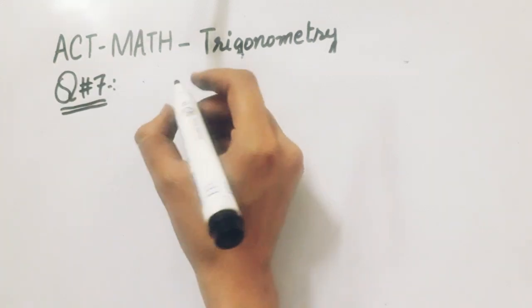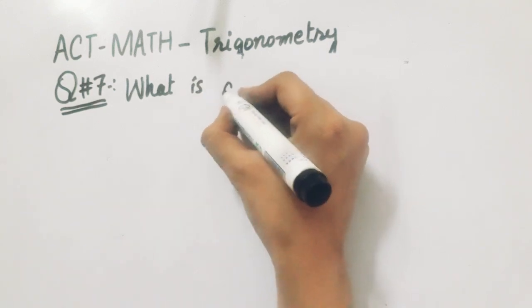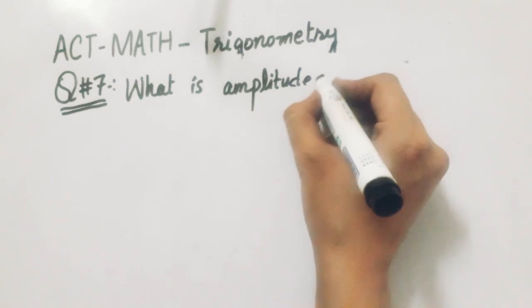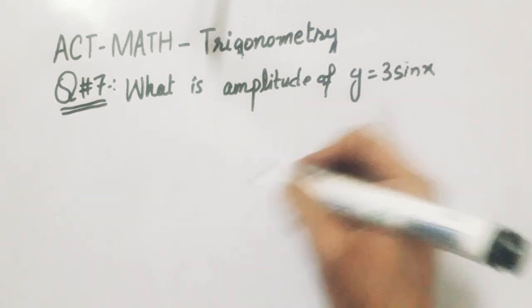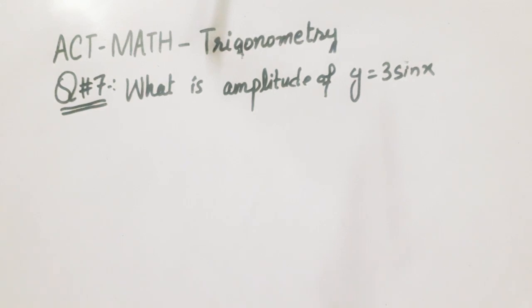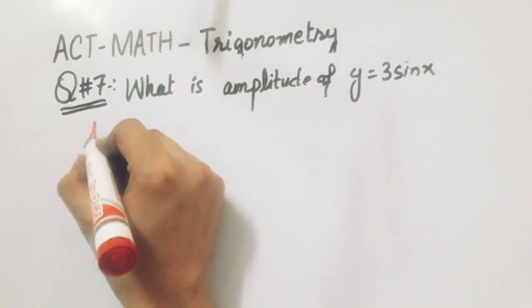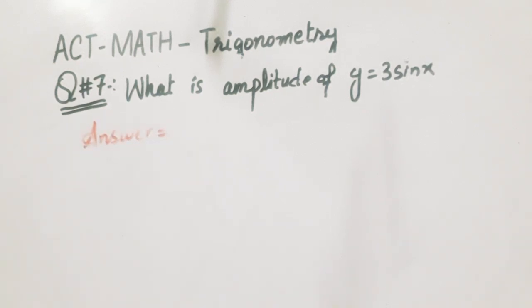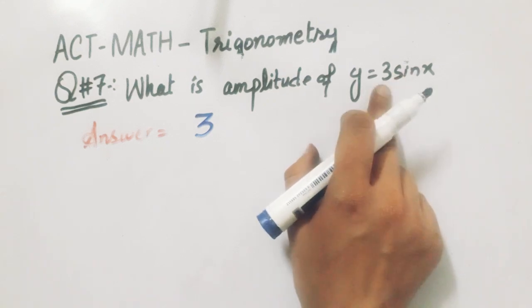Now question number 7 is, what is the amplitude of y is equal to 3 sin x? So we will find the amplitude of this. The answer is equal to 3, because the amplitude is the coefficient at the start.